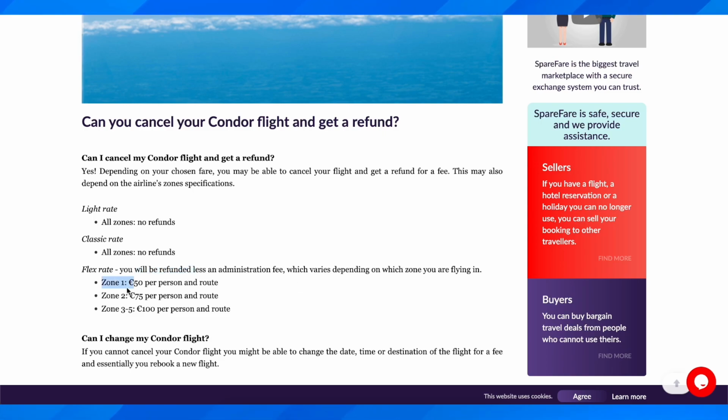And here you have zone 1, zone 2, zone 3 and 5. So basically here you can pause the video and check the fees.